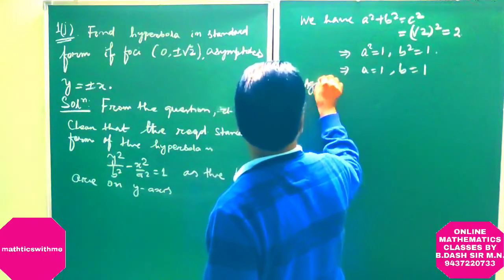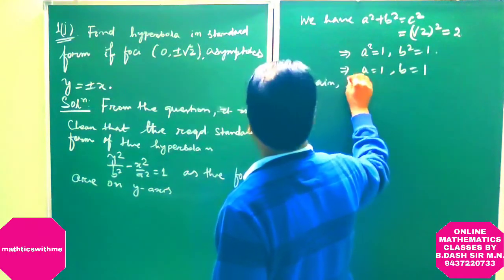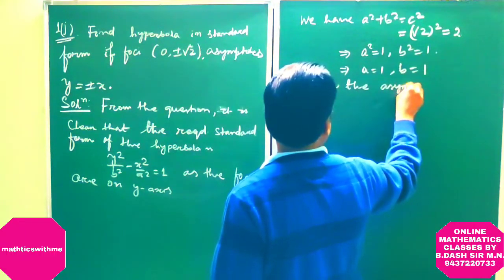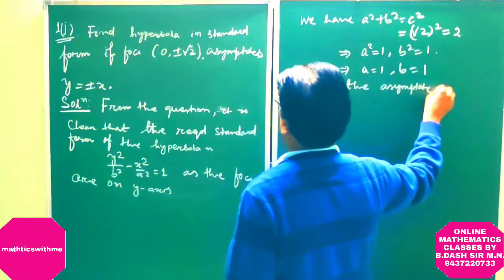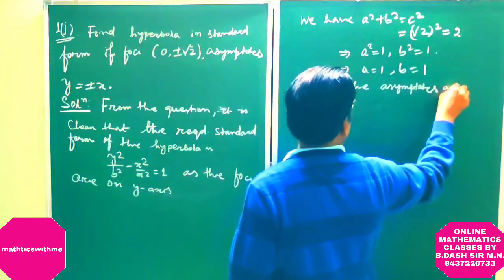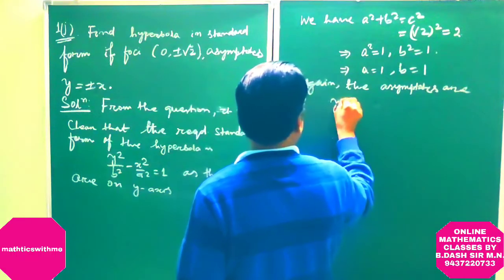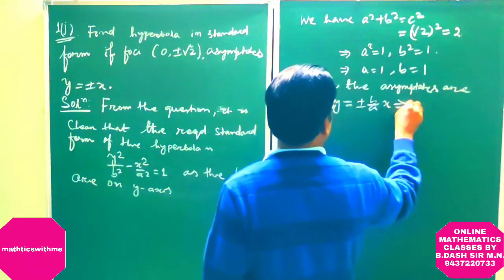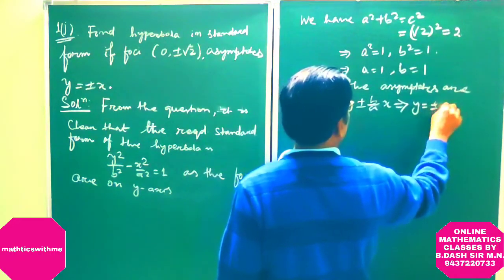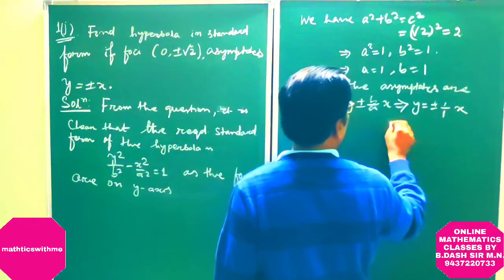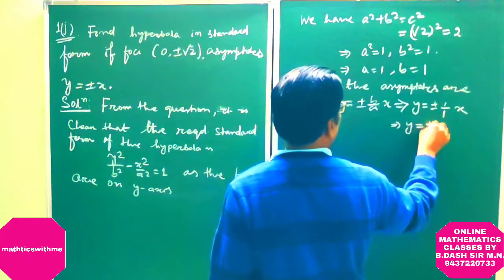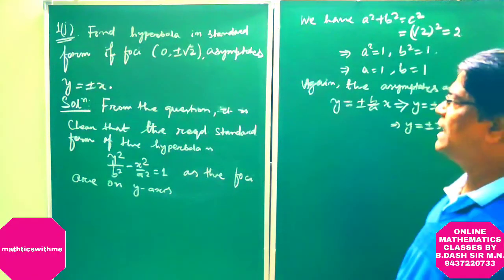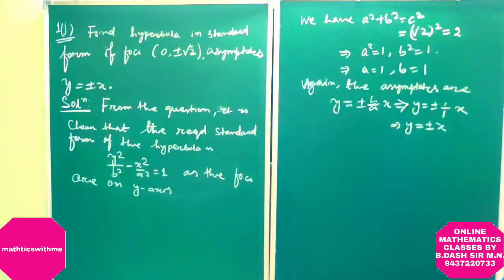Again, the asymptotes are y is equal to plus minus b by a x, which implies y is equal to plus minus 1 by 1 x, which is y is equal to plus minus x. So therefore, it is clear that a is equal to 1, b is equal to 1.